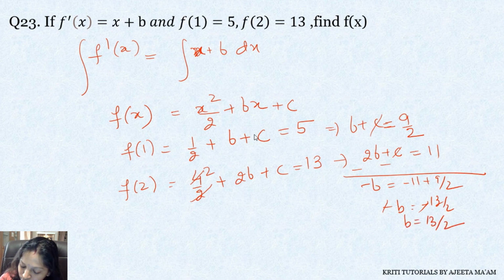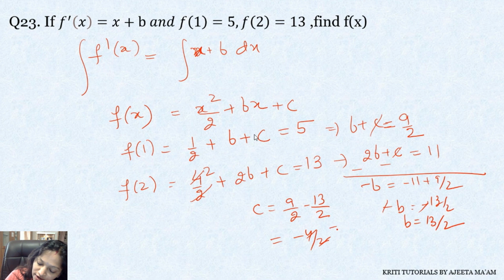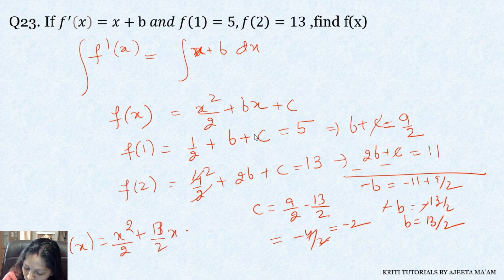So what will be C? C will be 9 by 2 minus 13 by 2. So we get minus 4 by 2, that is minus 2. So what is your final function? You know the value of B and C both now. So your final function f(x) will be x square by 2, now B is 13 by 2 and C is minus 2. Let me write minus 2 directly, right? So this is your final function.